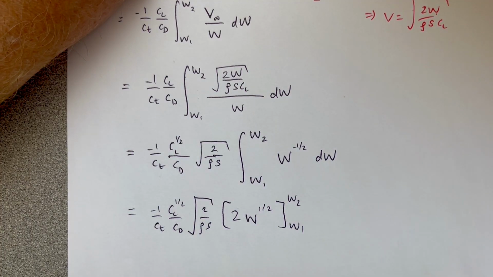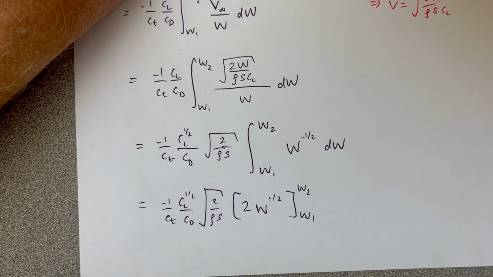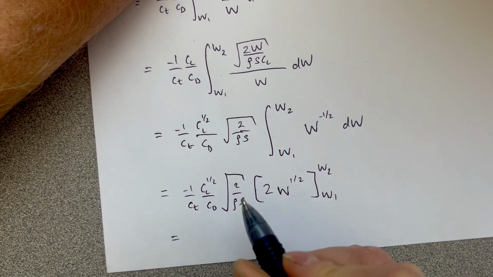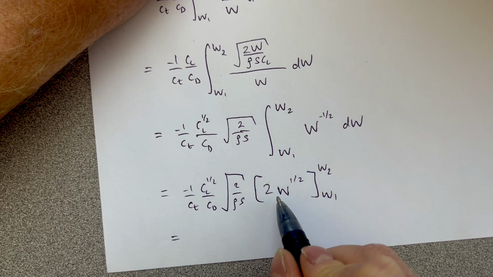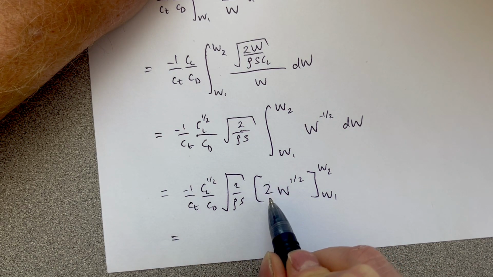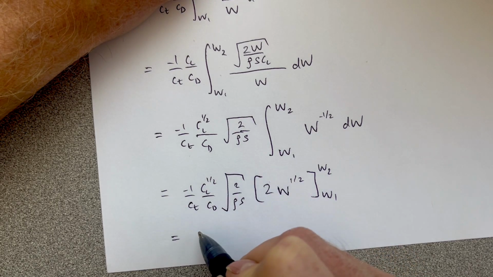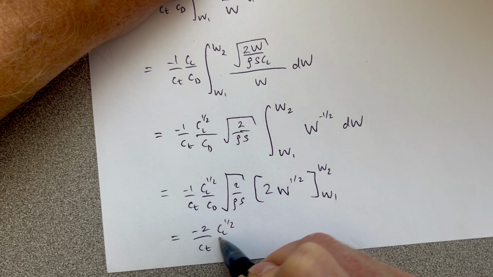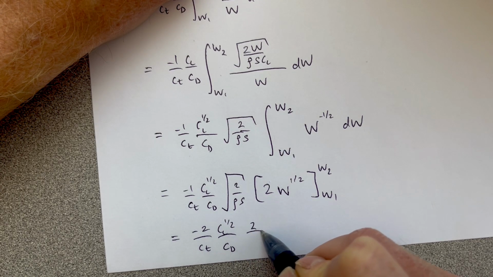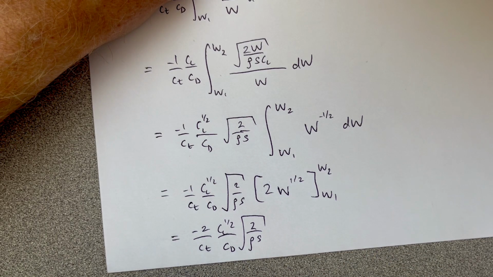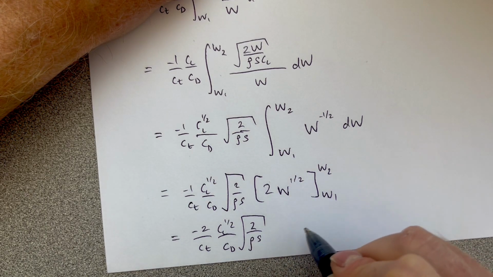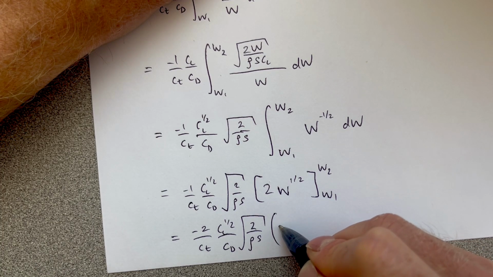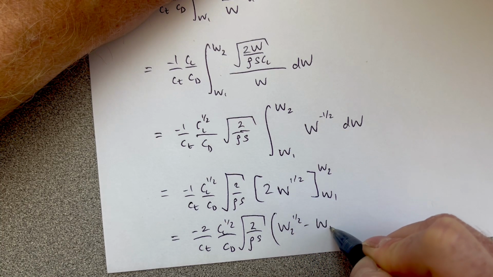W2, W1. And so applying the limits of integration and taking out this factor of a 2, let's say negative 2 over ct, cl to the half over cd, 2 over rho s, square rooted, and then we're going to get inside this bracketed term at the end, w2 to the half minus w1 to the half.